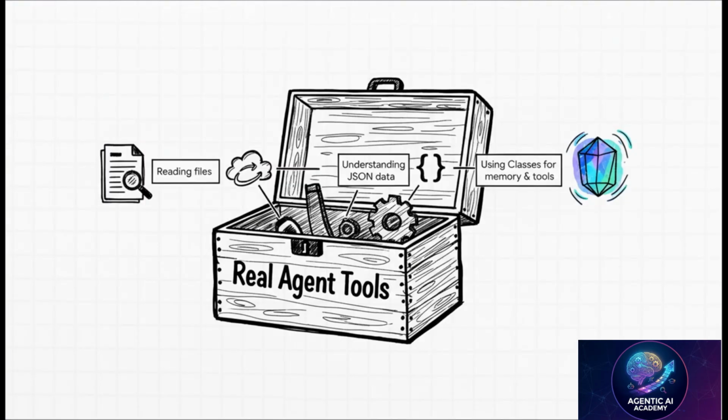To build real agents, you're going to need a bigger toolkit. This means things like reading files to get knowledge, making API calls to connect to live data like the weather, and understanding different data formats. You'll also use something called classes to create more structured blueprints for an agent's memory and tools. But maybe the most powerful concept of all is embeddings.